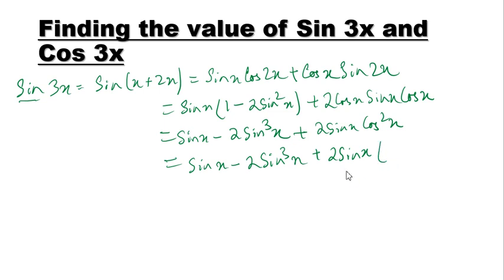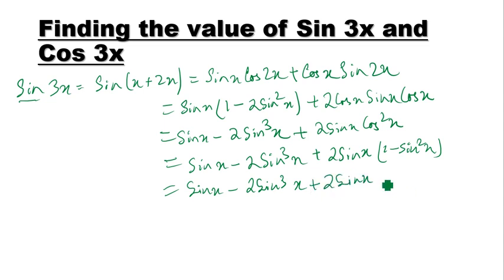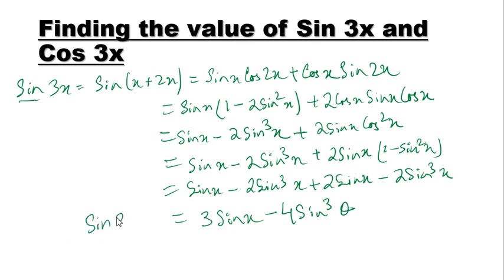अब देखो, आ गया ना बचपन का जो फॉर्मूला याद किए थे. Cos square x को क्या लिखोगे? Cos square x को लिखेंगे 1 minus sin square x. Okay, so 1 minus sin square x. Done. So it will be what? Sin x minus 2 sin cube x plus 2 sin x minus 2 sin cube x. So the value we are getting is 3 sin x minus 4 sin cube x. This is the value of sin 3x.